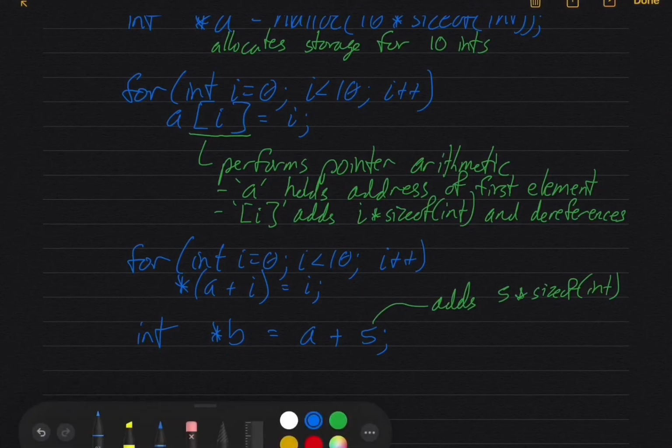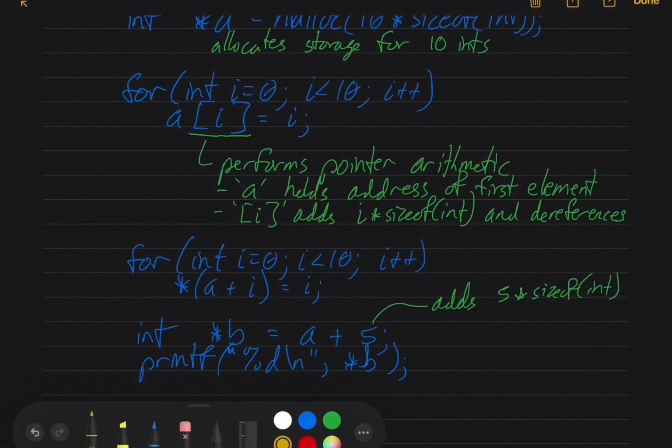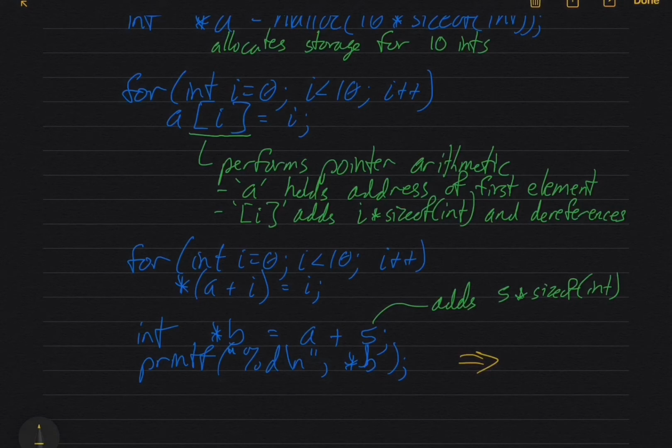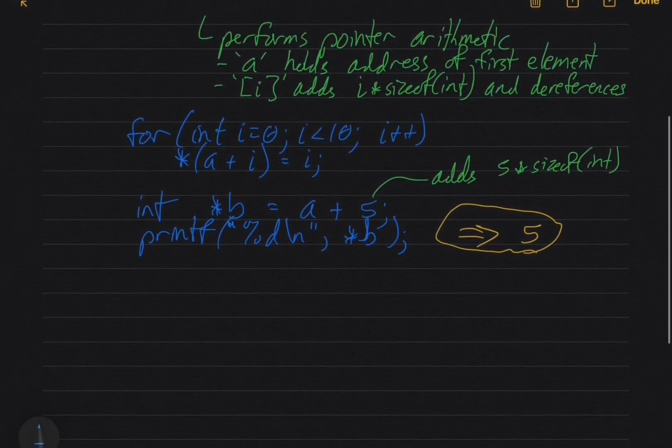And then we could do something like printf("%d\n", *b), and the output in this case will be, what do you think? It will be 5. So b is pointing to the fifth element that we've already initialized up above in A. Okay, so that's one thing that you can do with pointers.